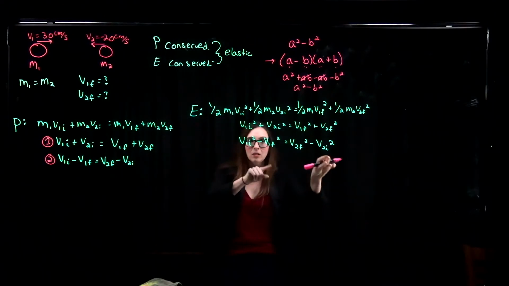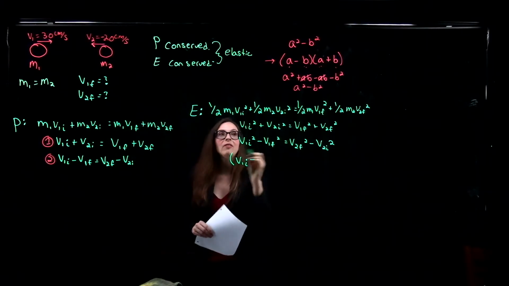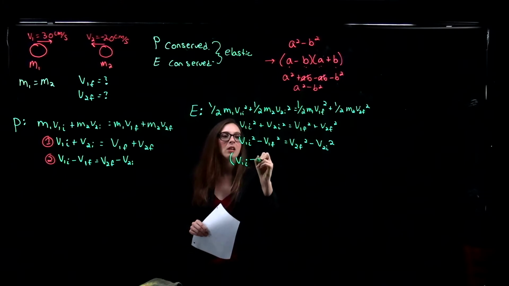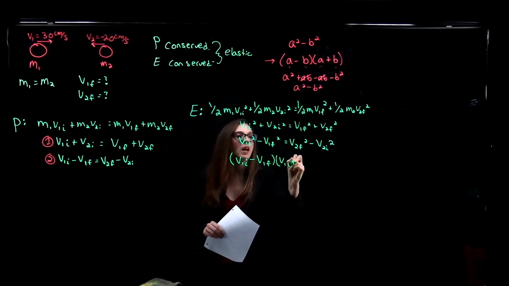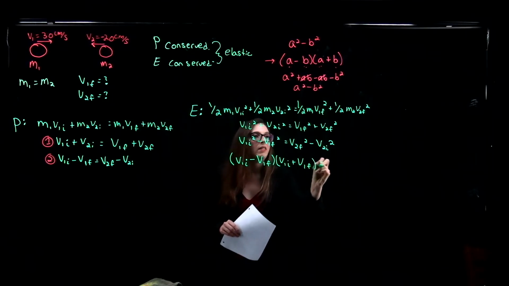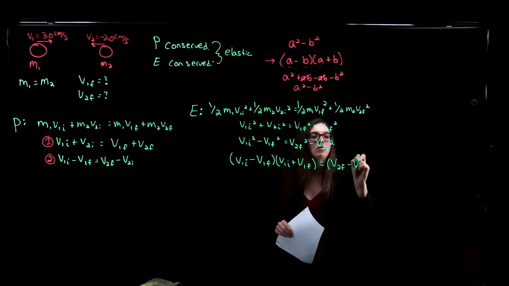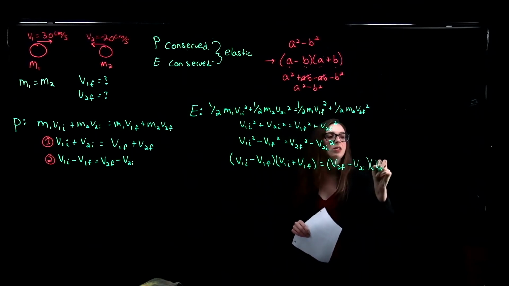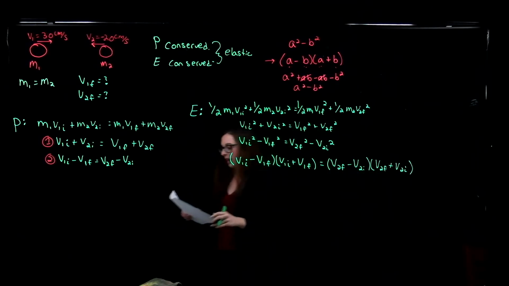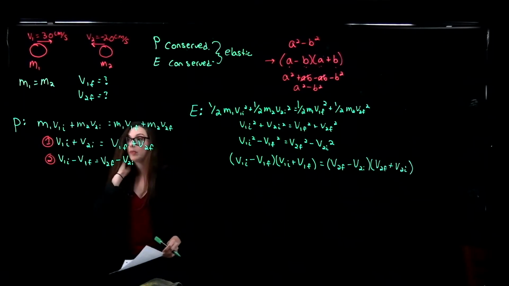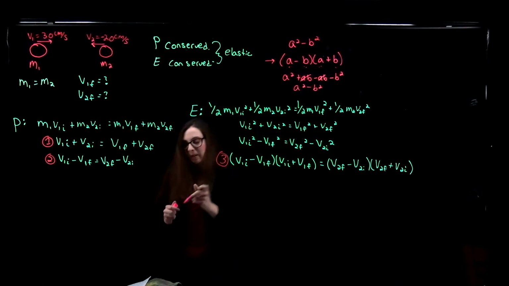And we have that right here. We've got an a squared minus b squared on both sides. So we can factor this to look like V1 initial minus V1 final times V1 initial plus V1 final. And that equals, over here we'll do the same thing, V2 final minus V2 initial times V2 final plus V2 initial. Okay, and I'm going to call this equation 3.